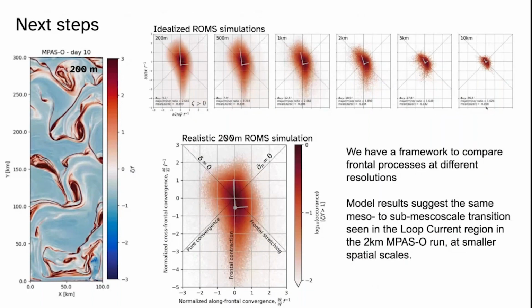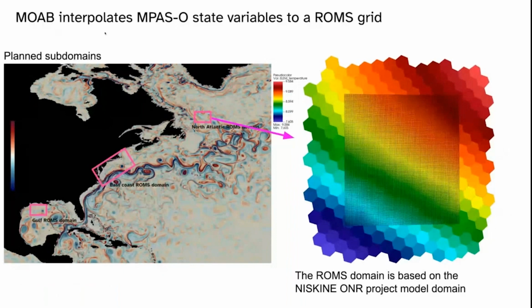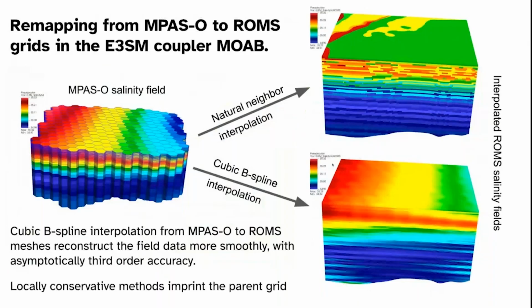We are using MOAB. This is talking about the coupler work now. We're getting close to the end of the hour. Okay, I can go over this very quickly. MOAB to interpolate. We're using splines, because if we do natural neighbor or locally conservative methods, it gets super noisy. So non-conservative local methods are what we have to do. Otherwise, the parent grid imprints too strongly on the interpolated grid.